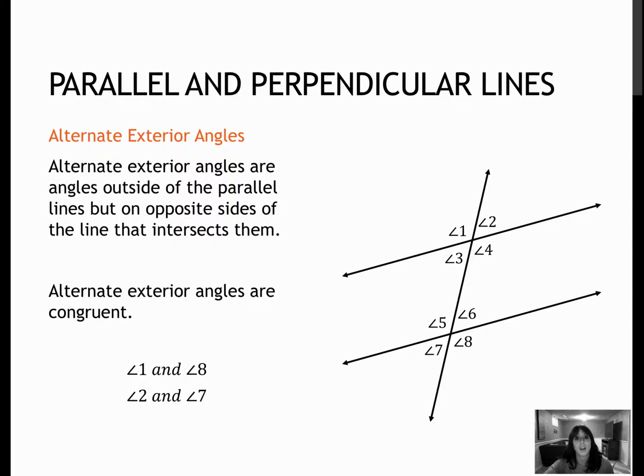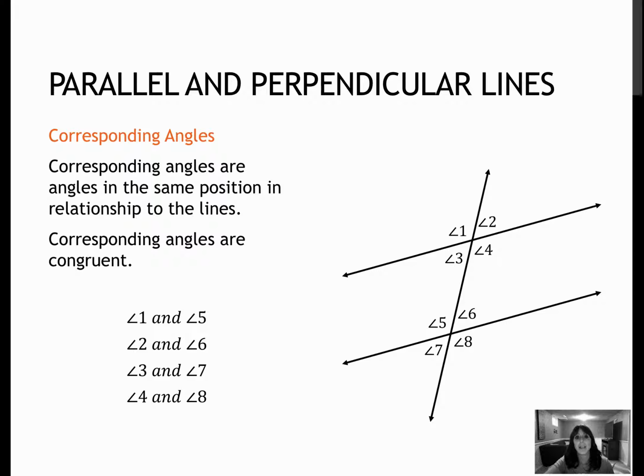Alternate exterior angles are very similar to those, except of course they are exterior, meaning they are on the outside. So angle 1 and angle 8 would be alternate exterior because they're on opposite sides of the line and outside of the parallel lines. And then 2 and 7 would be our other pair because they are outside of the parallel lines. Again, we know that alternate exterior angles are congruent, so 1 and 8 have the same measure and 2 and 7 have the same measure.